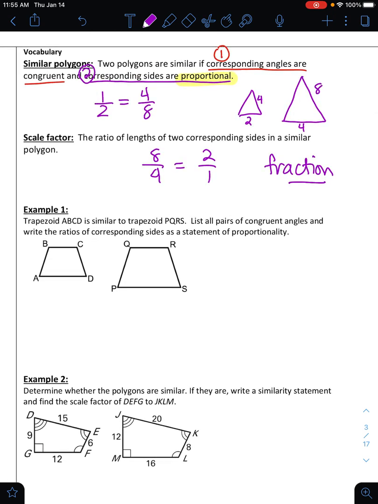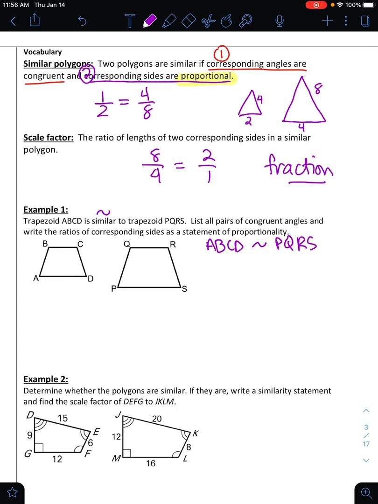Okay, number 1, trapezoid ABCD is similar to trapezoid PQRS. List all pairs of congruent angles and write the ratios of corresponding sides as a statement of proportionality. So, I want to bring a new symbol in. This symbol right here is the similarity symbol. So, if I rewrote this, ABCD is similar to PQRS. So what that means is the corresponding angles are congruent.